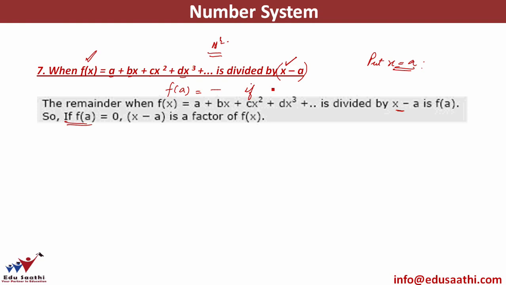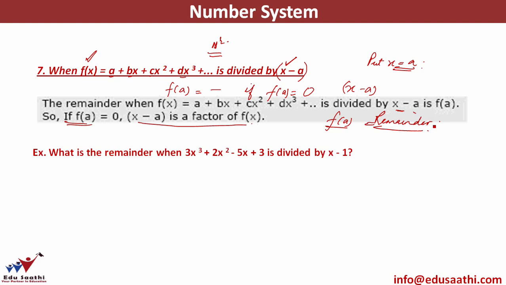If the value of f(a) turns out to be 0, that means x minus a is a factor of f(x). If the value is not 0, whatever is the value of f(a) that you are getting, that is the answer for your remainder. That will be the remainder that you will get when you are dividing it with x minus a.